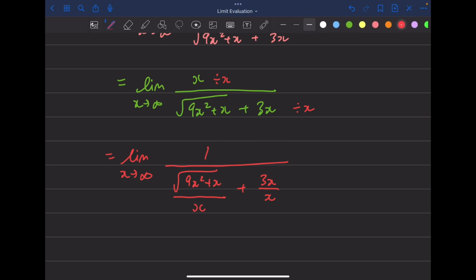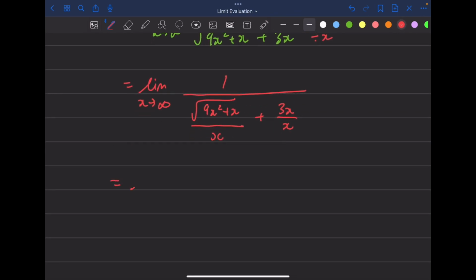After that, it's pretty simple. You actually divide what you wrote down. So this would be the limit as x approaches infinity of 1 over, and then 3x over x, because that's the easy one first. This will give you 3.